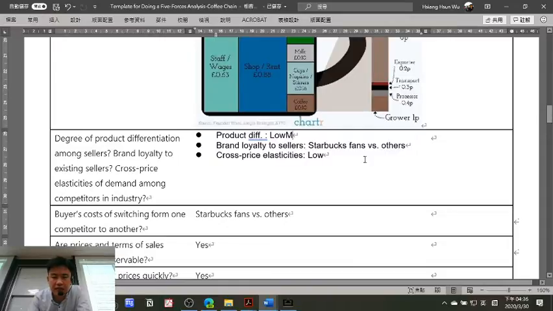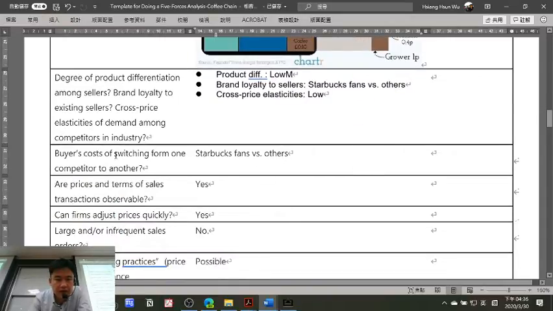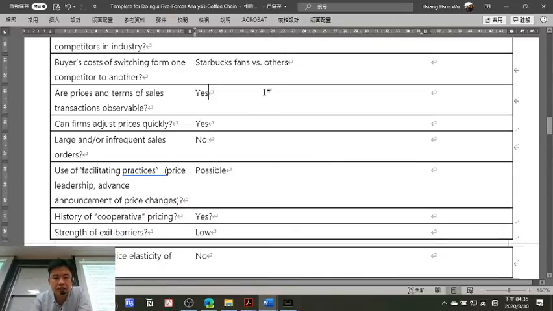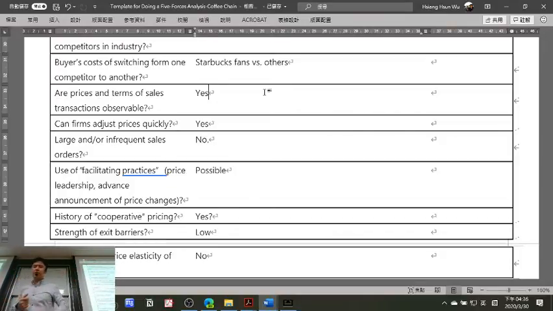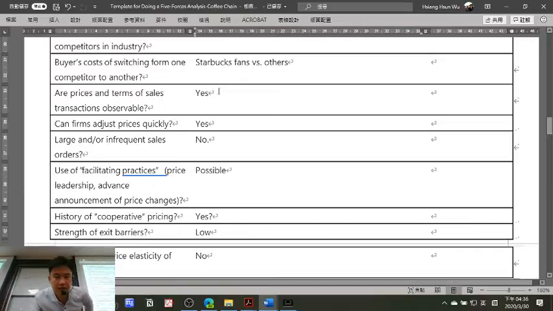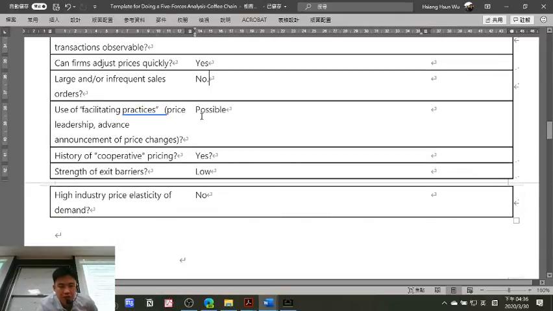And the cross-price elasticity is very low, right? The cost of switching from one competitor to another is very low, right? Starbucks fans are very special. They stick with Starbucks because of the membership system, the rewarding system. Okay, and there are other things you have to check. For example, are price and the terms of the sales transaction observable? Yes. And do firms adjust the price quickly? Yes. And large and infrequent sales orders? No. Facilitating price practice, possible. I don't have evidence, but they probably have some facilitating practice.